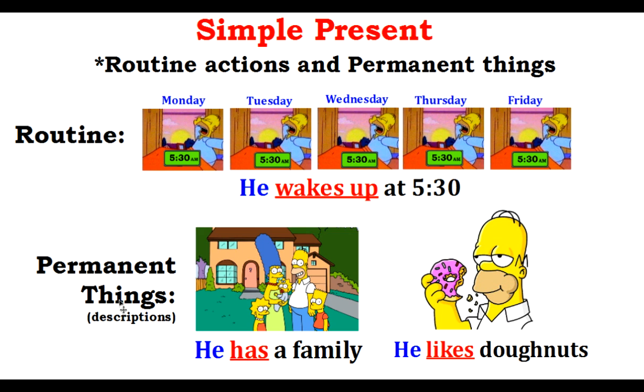Also, permanent things. For example, descriptions. He has a family. Permanent. Also a description. He likes donuts. Again, a description of his personality. Again, the simple present we use for routines and also permanent things. For example, descriptions. Very good.